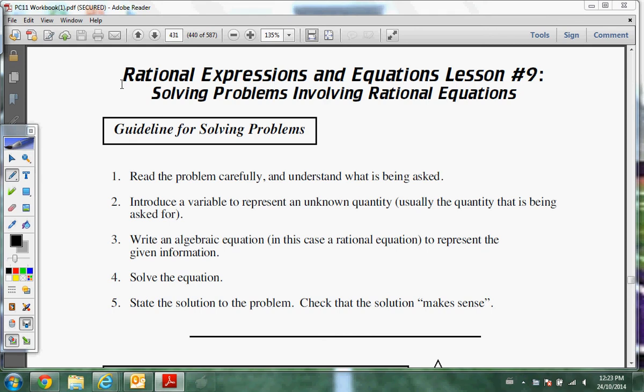Unit 4, Lesson 9. Guidelines for solving problems involving rational equations. One, read the problem carefully, understand what's being asked. I know you guys probably will ignore this list, but it's a very helpful list in terms of how to approach story problems. I know a lot of you look at story problems and are completely overwhelmed as soon as you see something close to resembling a paragraph.